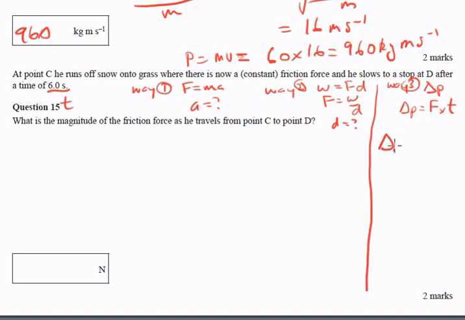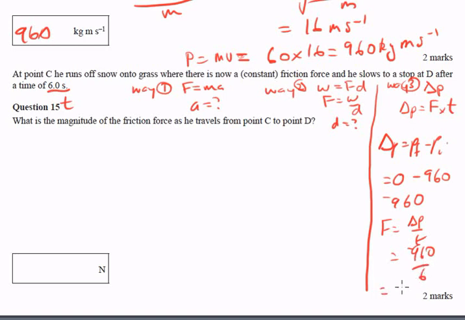So it's change in momentum, it's momentum final minus momentum initial. His final is 0, his initial is 960, so that's minus 960. And using this formula here, we get F equals change in P over t, if we rearrange it. So that's minus 960 over 6, which equals 160 newtons. They just want the magnitude, so just the size, they don't need to put the minus in. That's one way of doing it. I'm going to do way 1 as well.